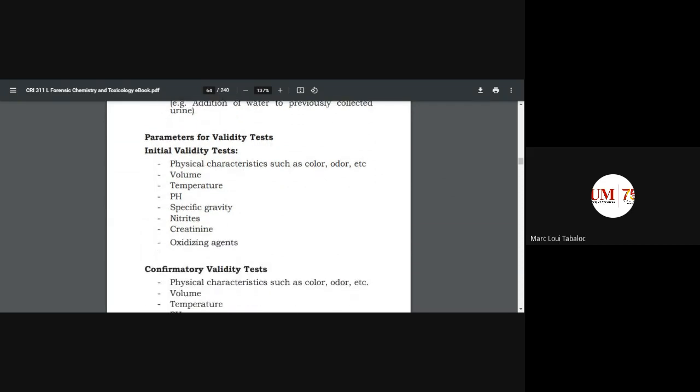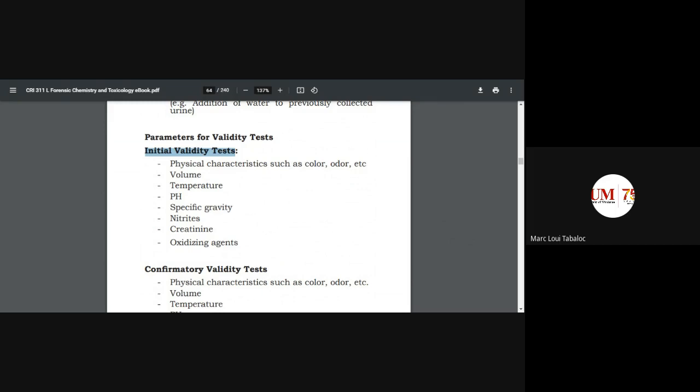So here are the parameters for validity tests. For initial validity tests, dito, ang tinitingnan na parameters ng isang forensic chemist are the following. We have physical characteristics, of course, yung amoy ng sample, yung color ng sample, and all other physical characteristics. Kung nagbubula ba, may mga visible contents ba.